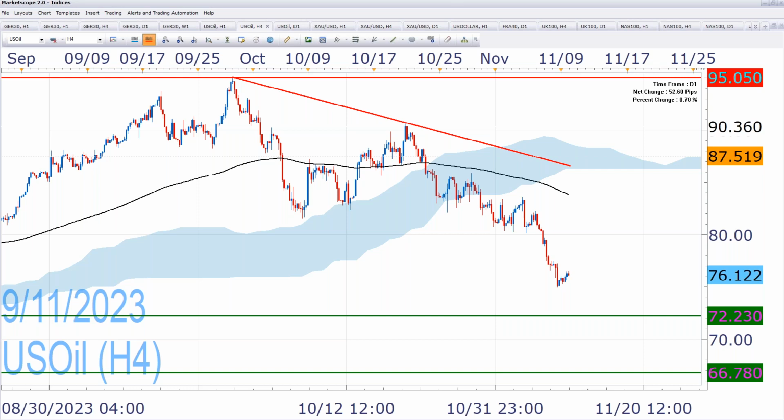US oil is now exposed to the 72.23 support, but further slide would likely need fresh impetus. On the other hand, the move seems stretched technically, and personally I think it's also a bit excessive fundamentally. Massive oil output cuts from OPEC Plus are still in place. The Middle East conflict remains a source of risk, and the Fed has turned less aggressive while its economy is outperforming.